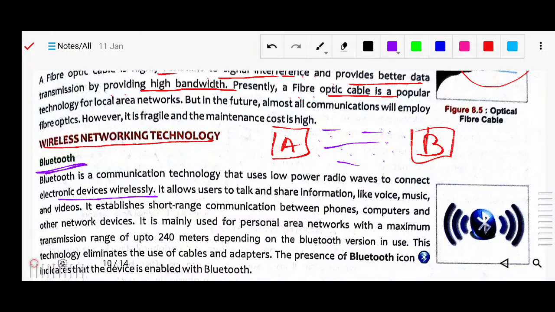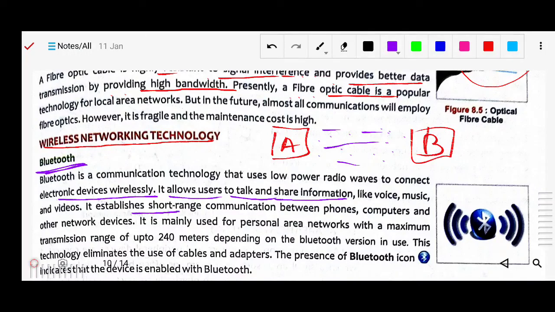What we are studying now is networking media, how the systems are connected, how the nodes are connected. We can connect the nodes through wired and also wireless means. Now we are seeing wireless. Bluetooth is one of the communication technologies. It allows users to talk and share information like voice, music and video.